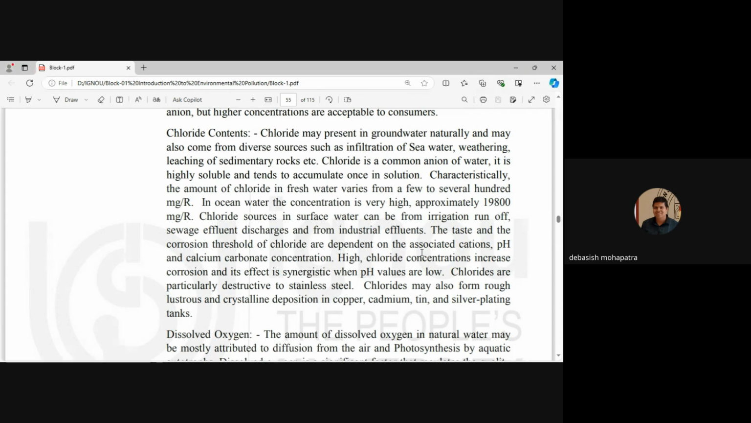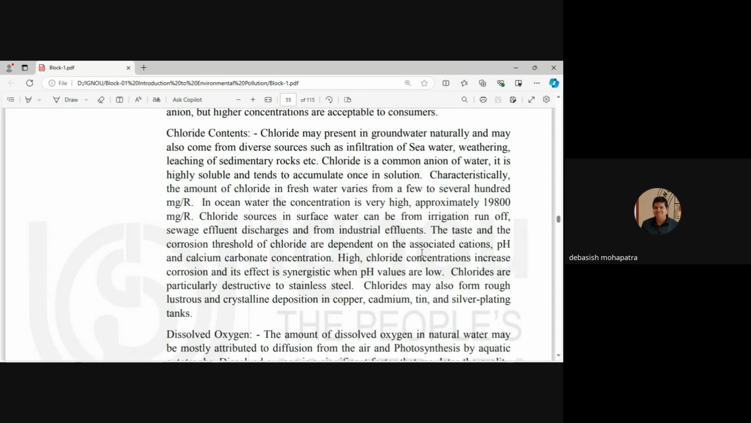Characteristically, the amount of chloride in fresh water varies from a few to several hundred mg per liter. In ocean water, the concentration is very high, approximately 19,800 mg per liter. Chloride sources in surface water can be from irrigation, runoff, sewage, effluent discharges, and industrial effluent.